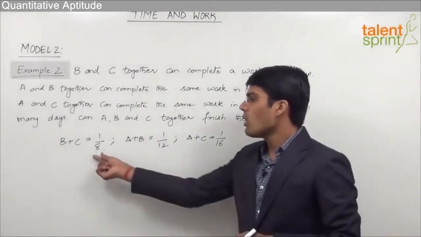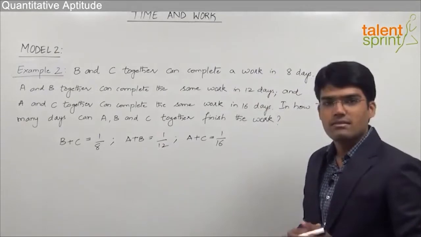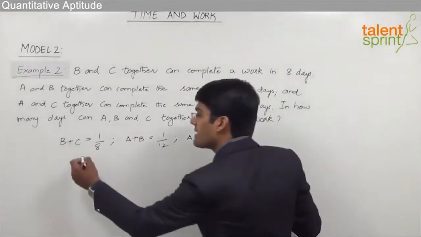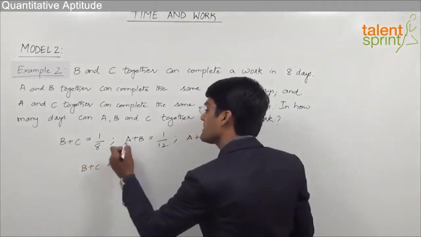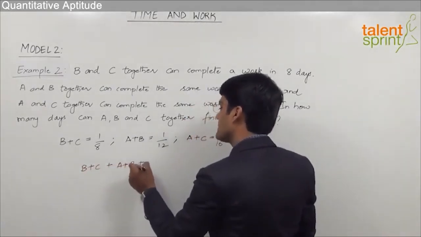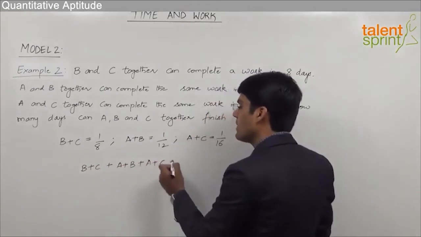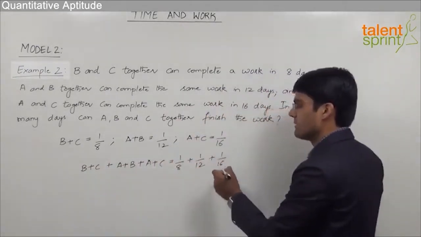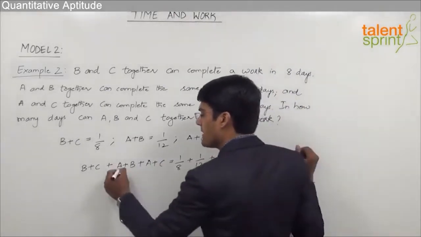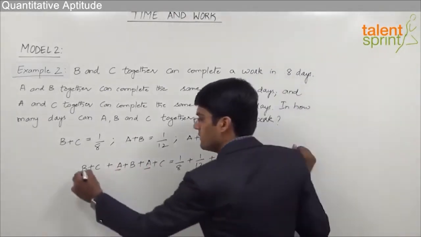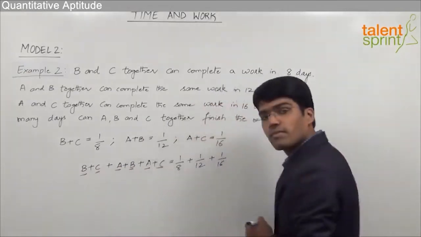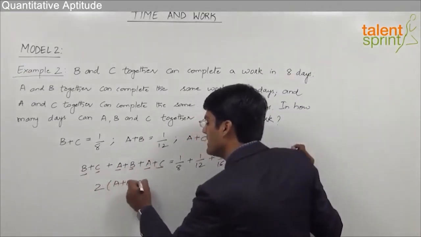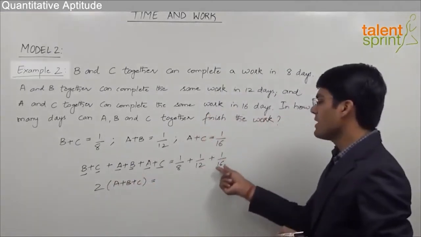Let us now add all these capacities to find out the total work done by all these persons here. So we can find that B plus C plus A plus B plus A plus C will be equal to 1 by 8 plus 1 by 12 plus 1 by 16. If we see here on the left hand side, we have got 2 A's, 2 B's and 2 C's. So we can say that 2 times (A plus B plus C) will be equal to 1 by 8 plus 1 by 12 plus 1 by 16.